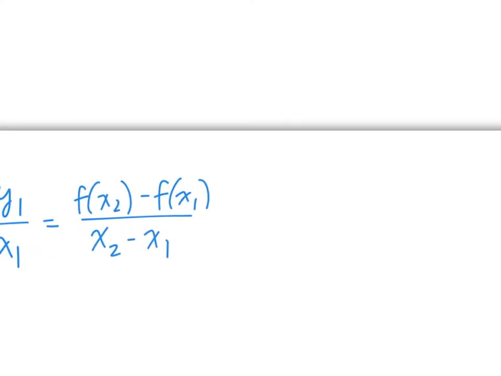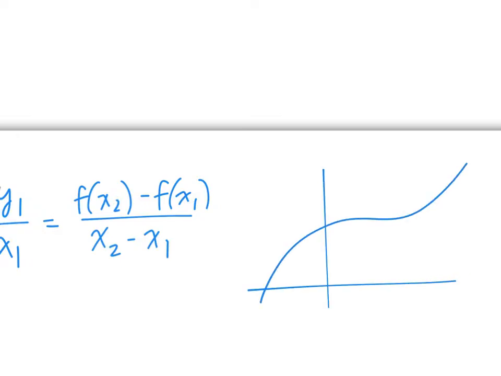Okay, so now let's say that you have 2 points here. And this is x1, this is x2, and they both have some y value. So this is f of x1, and this here is f of x2. And you're trying to figure out the slope of that line that connects these 2 points.